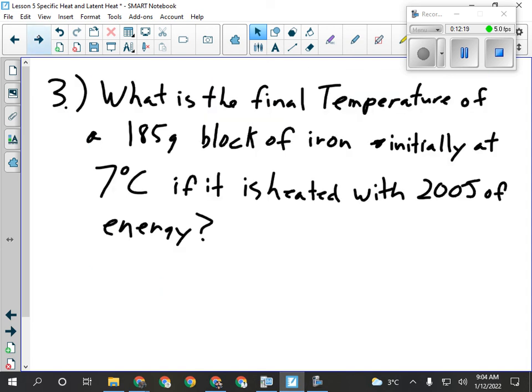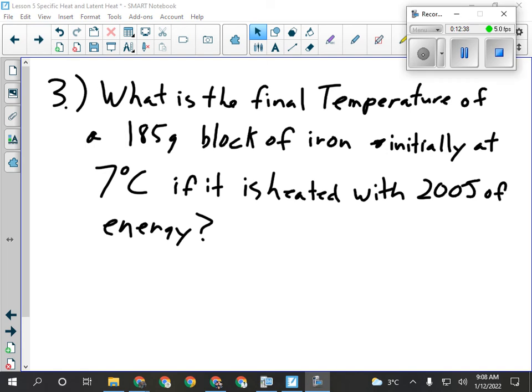This is about as tricky as they get. Okay, you're looking for the final temperature in this one. Of a 185 gram block of iron, initially at 7 degrees, if it is heated with 200 joules worth of energy. I'm going to give you a couple minutes on that one.